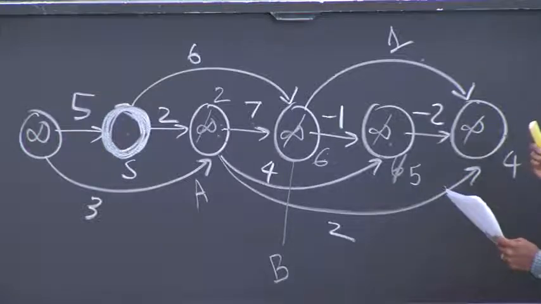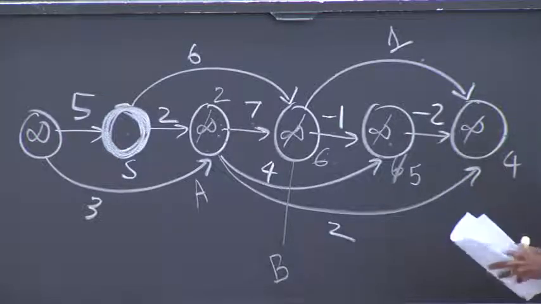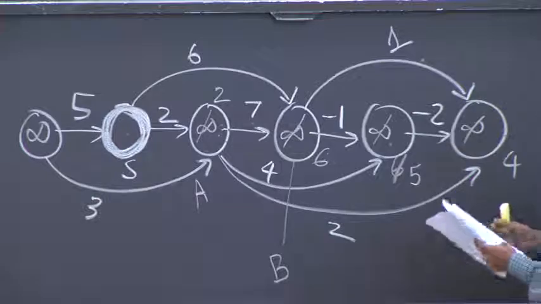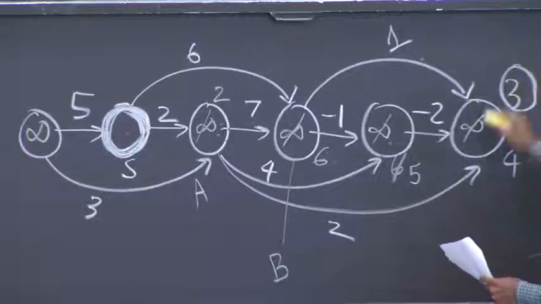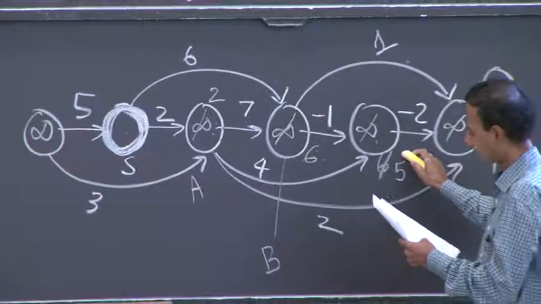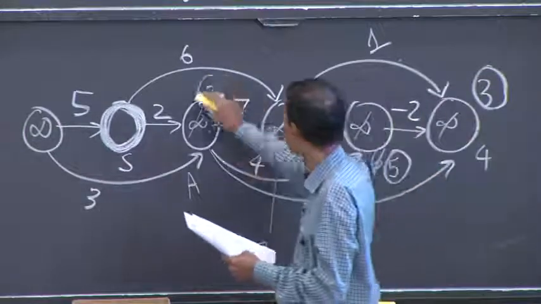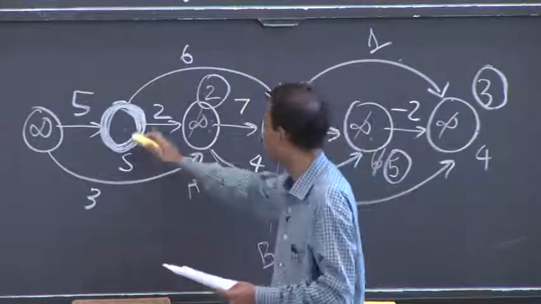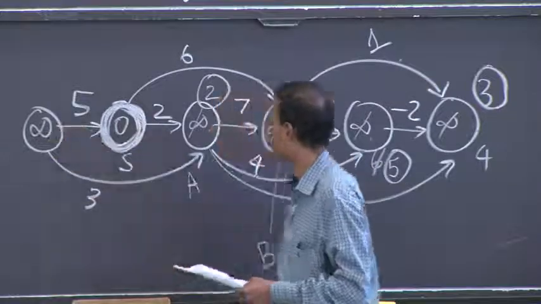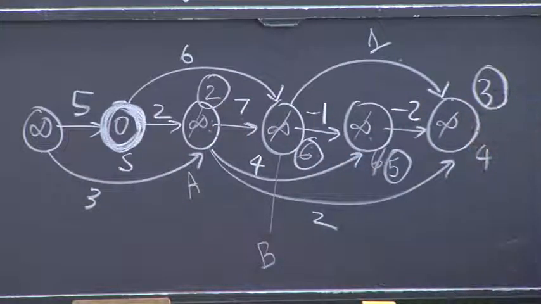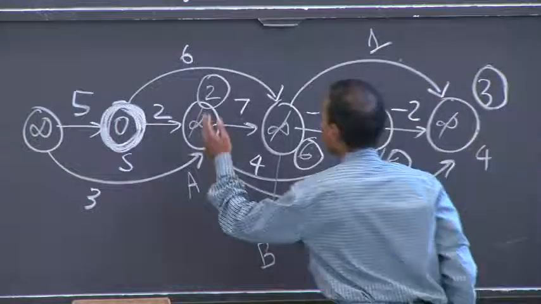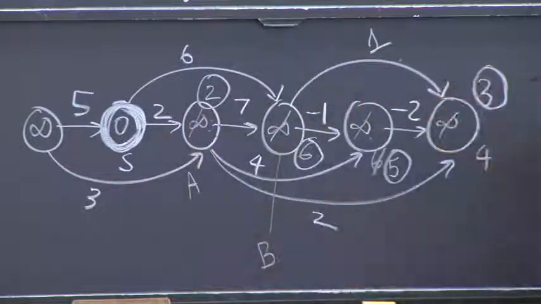So the final values that I end up getting are 3 for this one. So this is the final value. 5 is the final value here. 6 is the final value here. 2 is the final value here, and that one is 0. And this stays infinity. Okay? So fairly straightforward. Do a topological sort, find the starting point, and then run all the way to the right.